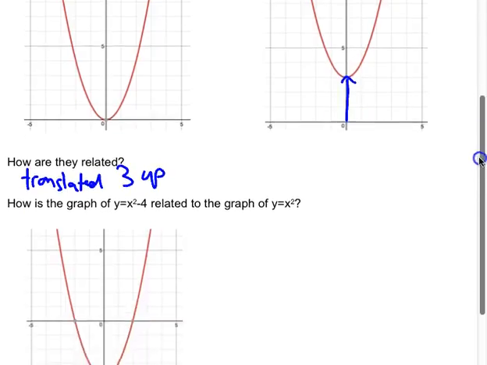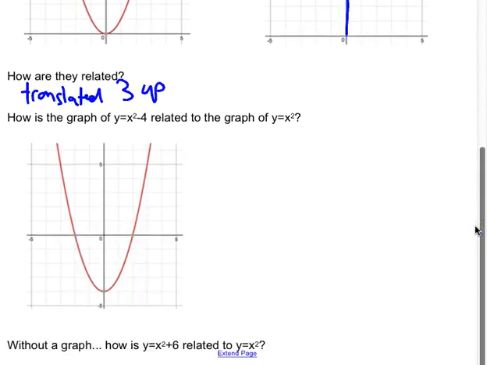Now let's take a look at this next one. So this one is y equals x squared minus 4. So we want to relate this back to the graph of y equals x squared, so that graph that you saw on the left. And if you notice again, it's basically the same graph, but this time it's being shifted 4 down. So that minus 4 right there is translating it 4 down.